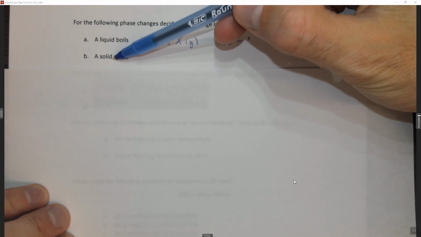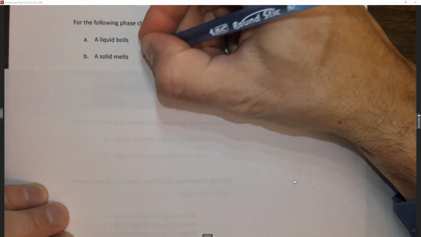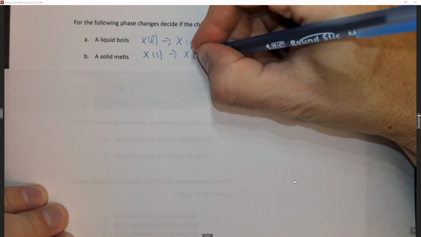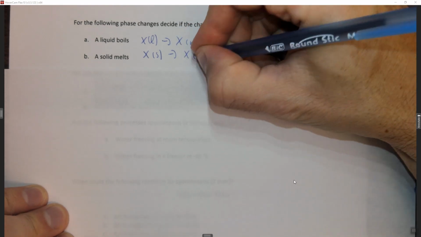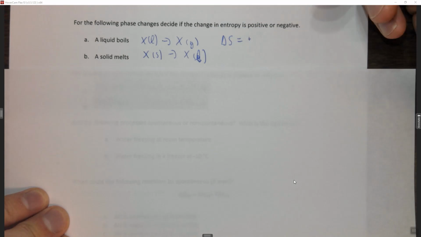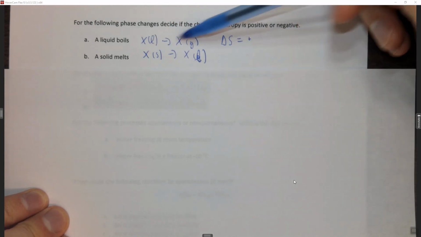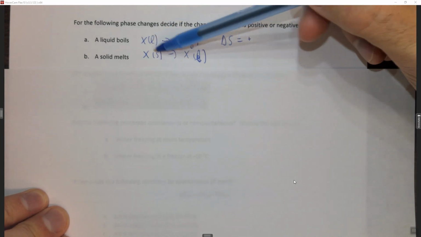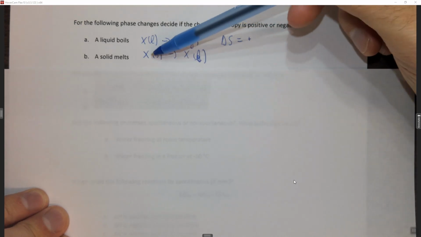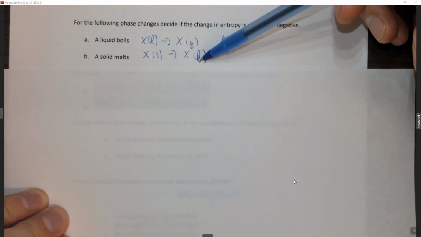A solid melts. So now we have X as a solid going to X as a liquid. That's what melting is. This is very similar to the previous example. A solid is a very ordered state. Sometimes it's amorphous, sometimes it's crystalline, but it's certainly more ordered than a liquid.